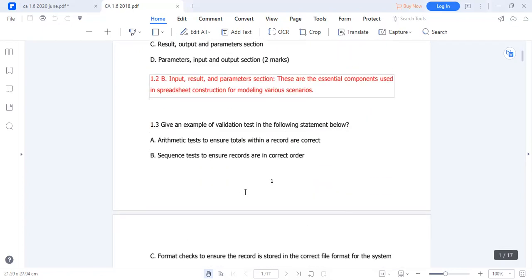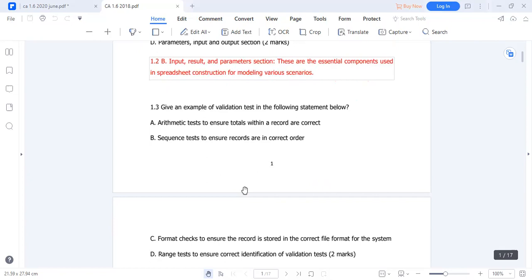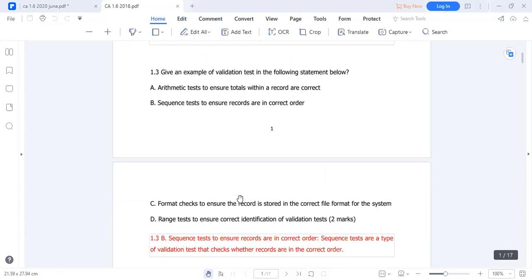Give an example of a validation test in the following statements below. Arithmetic tests to ensure totals within a record are correct. Sequence tests ensure that the records are in correct order. Format checks ensure that the record is stored in the correct file format. And range tests ensure correct identification of validation tests. So the answer here is what? B. Sequence tests ensure that the records are in correct order.